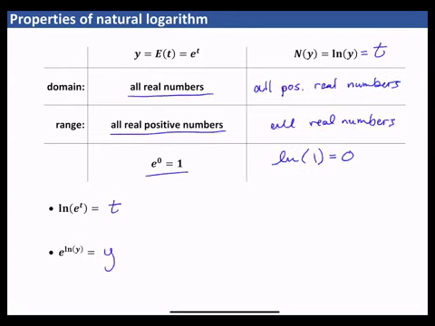In future videos and work, we will use the properties of the base 10 and natural logarithms to solve exponential and logarithmic equations.